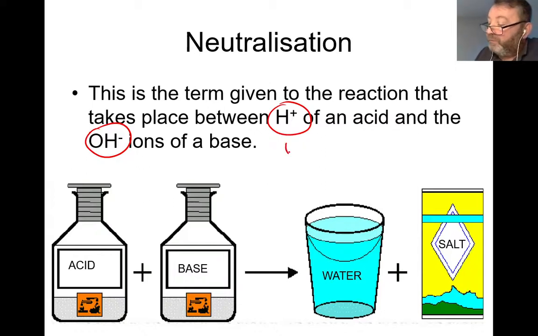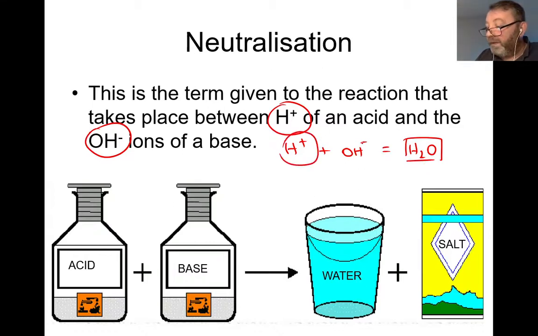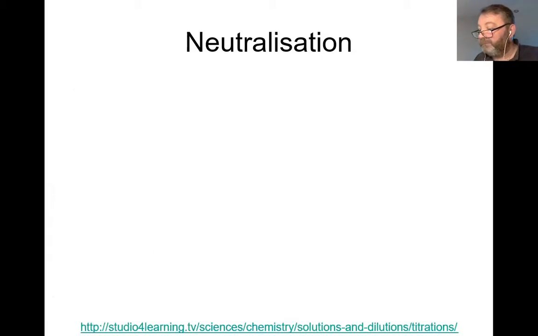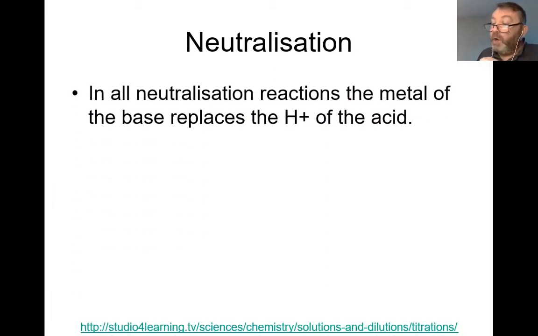Because if you take H plus from the acid and it finds itself an OH minus, what's going to happen? The number of hydrogens will go up to 2 and the positive and negative charges will cancel and they will leave you with required water. So to get the water formed, the H plus from the acid and the OH minus from the base must meet in the same system. So in all neutralization reactions, the metal of the base will replace the hydrogen of the acid.